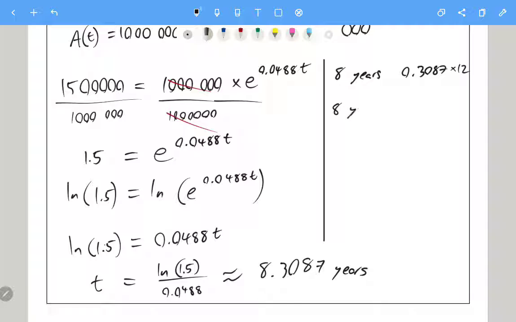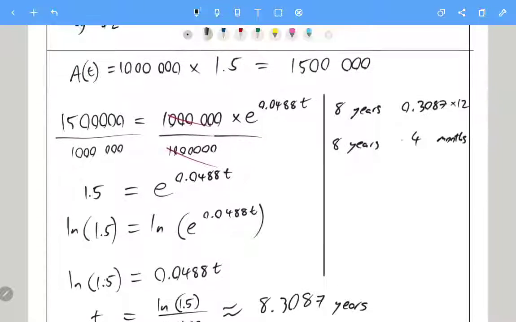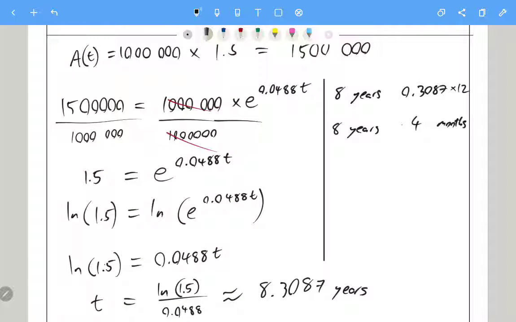So 8 years and how many months? And we get 3.67 months, but I'm going to round that up to the nearest month, so that would be 8 years and 4 months. So therefore it'll take 8 years and 4 months for the account to grow by 50%, or to 1.5 million.